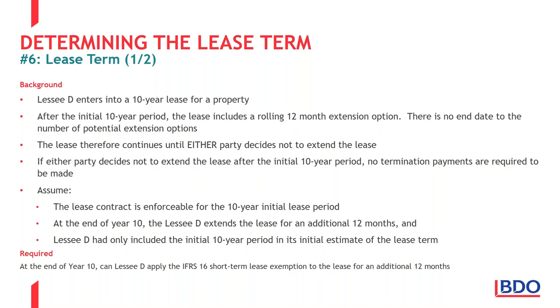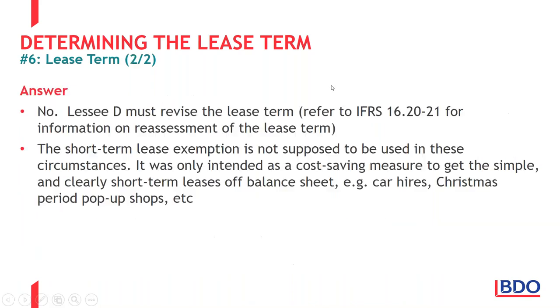additional 12 months? So initially we had a lease for 10 years. Then we've decided to renew this extension option for 12 months. And we're saying, but you know, if we basically now just have a contract for 12 months, it's a short-term lease, we're not going to bring it on the balance sheet. Can we do that? Is that allowed? And the answer is no.